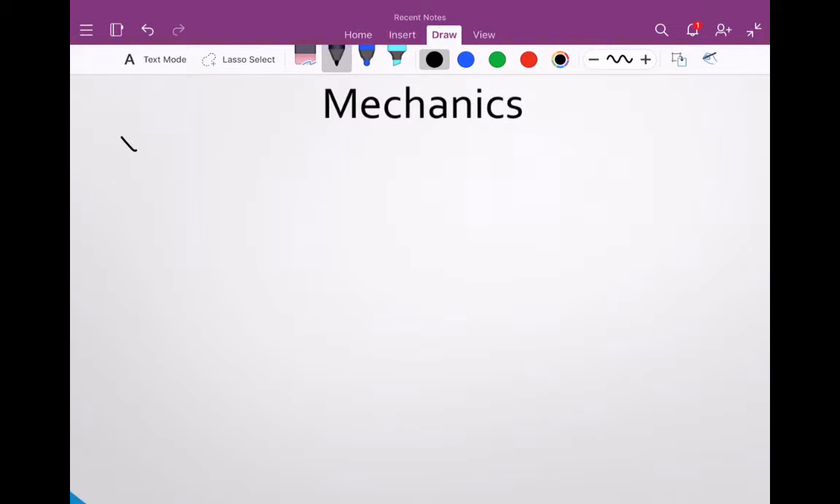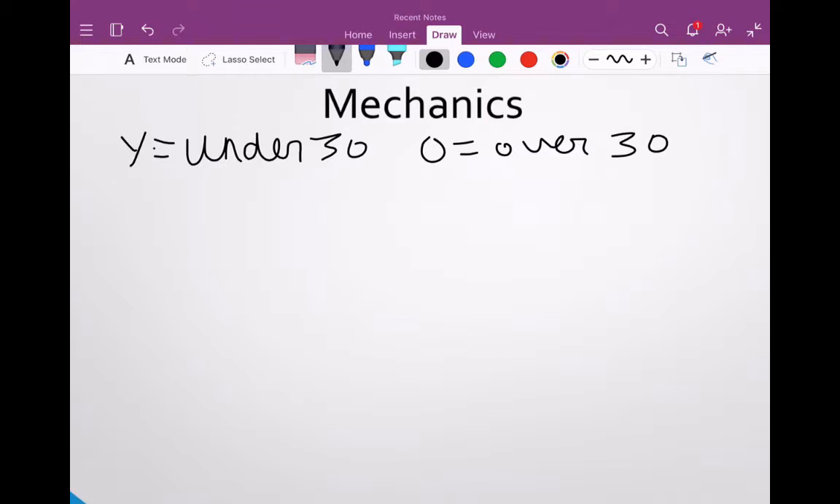The first thing we want to do when we're doing our mechanics is label everything. So I'm going to say that Y means under 30, and O means over 30. So that way I know when I'm looking at P hat Y, I'm talking about the group under 30, so that's 0.26. And then P hat O, I'm talking about the group over 30, and that's 0.39.